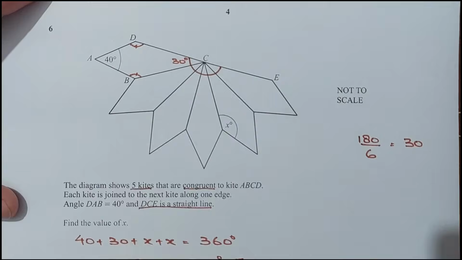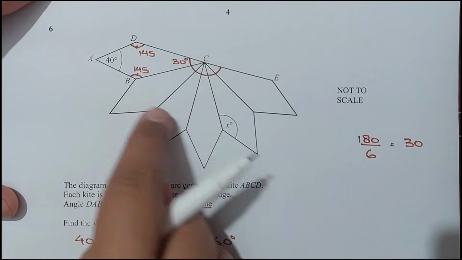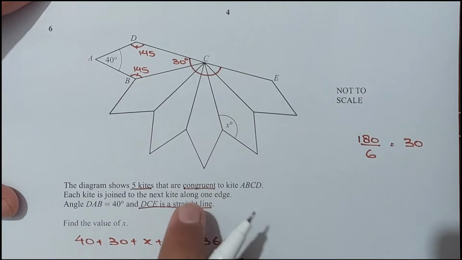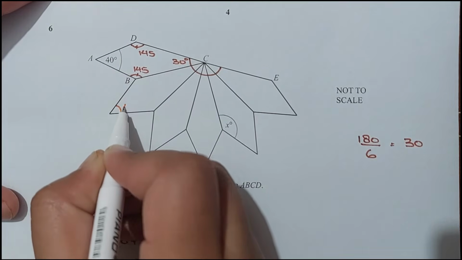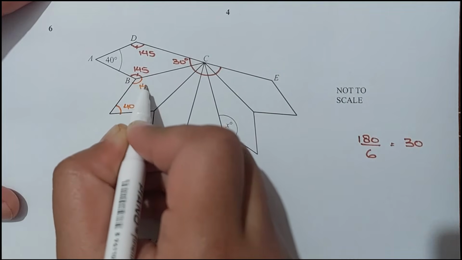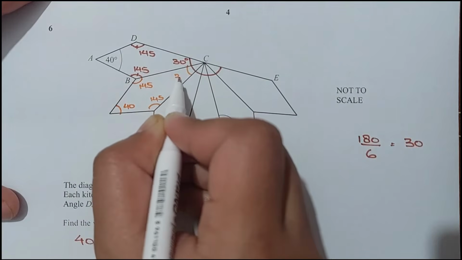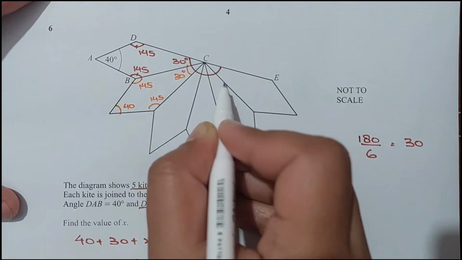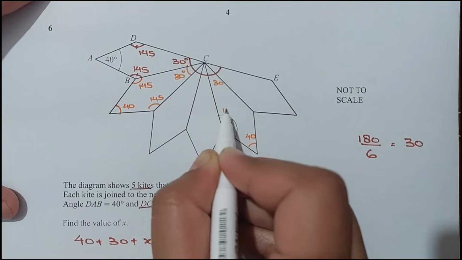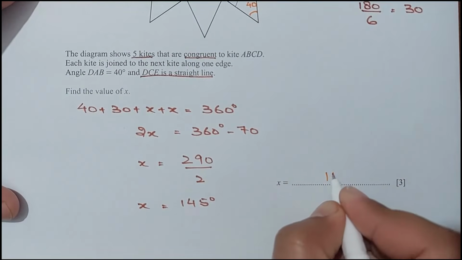You can see this angle is 145 and 145. As we know that all the rest of the 5 kites are congruent to this kite, all of them have the same angles. So this kite has angle 40, here this is 145, this is 145, and this angle is 30. Same is the case for this triangle: this is 40, this is 30, this x is 145, and the other side is also 145. So that angle is 145 degrees.